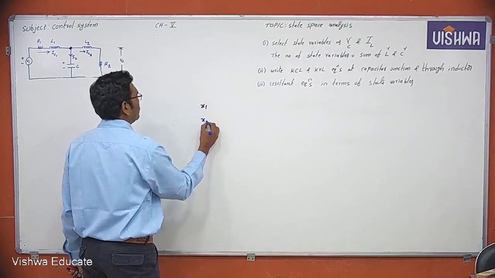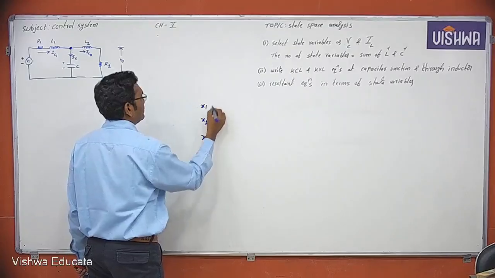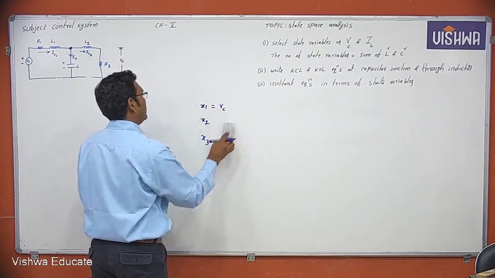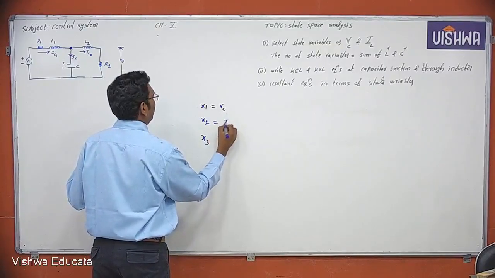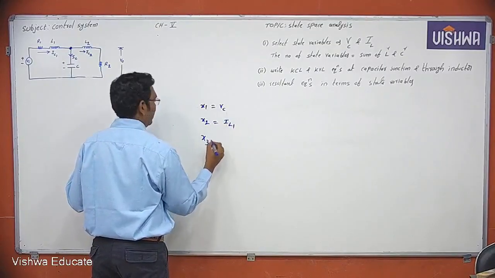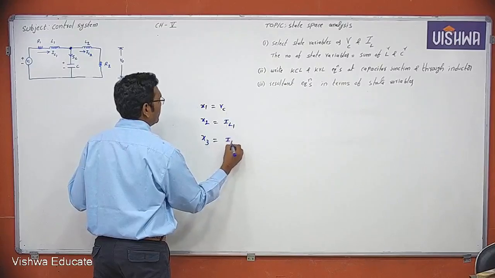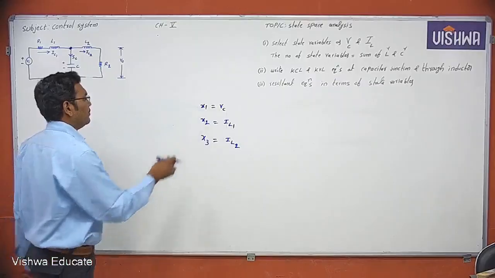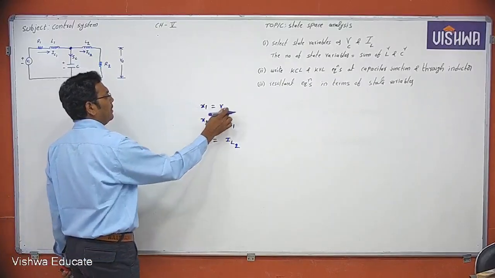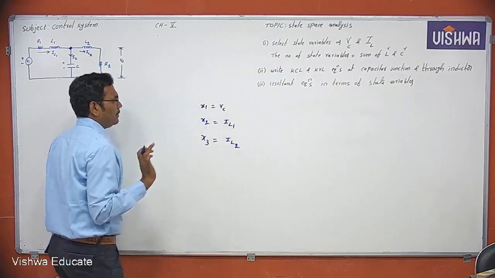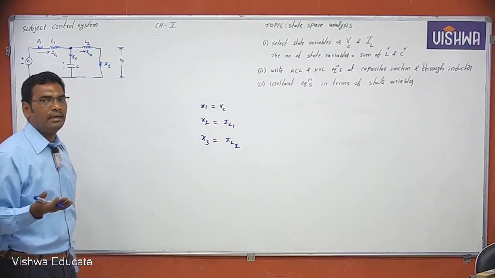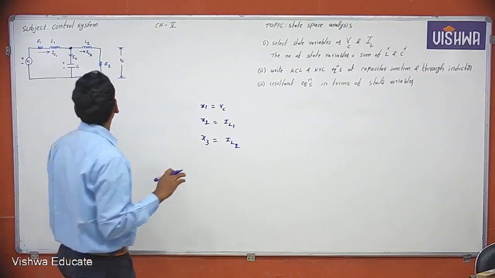X1, X2, X3. Let us say X1 is VC, the voltage across the capacitor. X2 is the current passing through the first inductor, IL1, and X3 is the current passing through the second inductor, IL2. So these are the three state variables, X1, X2, X3: VC, IL1 and IL2. With three state variables, the matrix order is also 3 by 3, right?